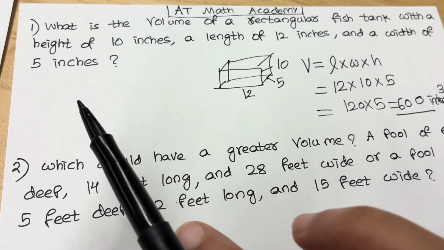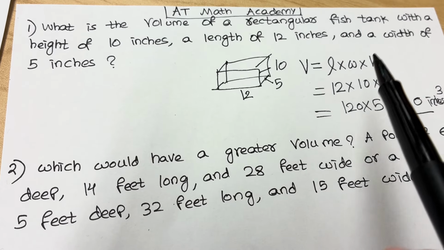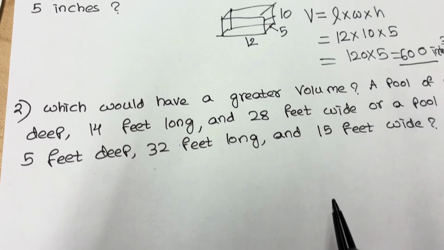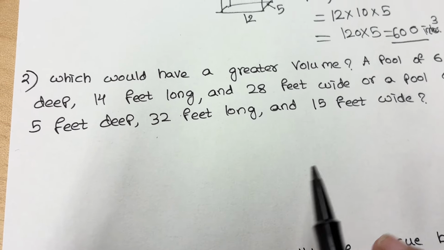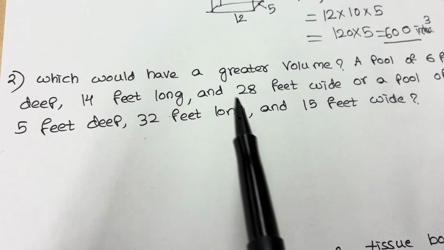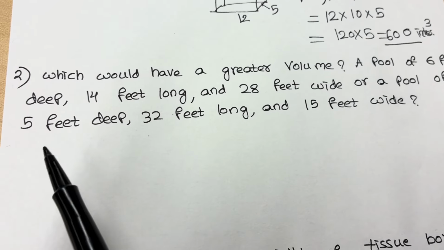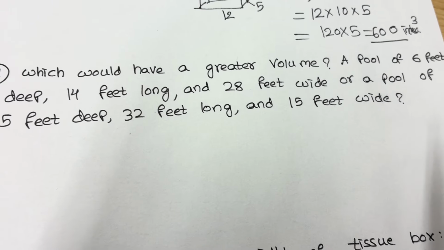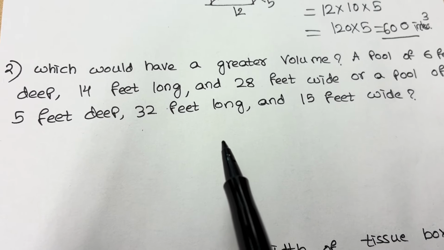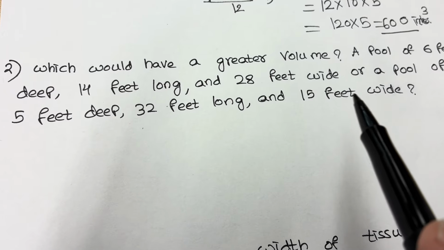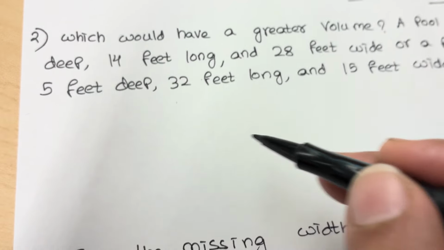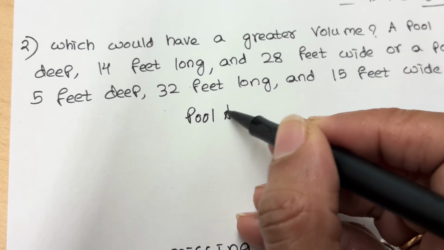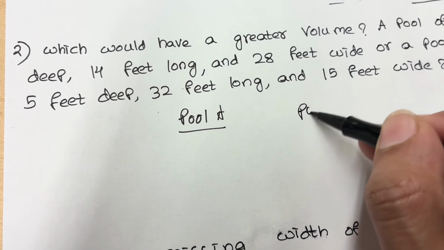In my earlier videos, I have shown you how to solve the problem for the volume of a rectangular prism for the fish tank. Now going for the second problem here, which would have a greater volume, a pool of 6 feet deep, 14 feet long and 28 feet wide, or a pool of 5 feet deep, 32 feet long and 15 feet wide. So let's write it down here as pool A and pool B.